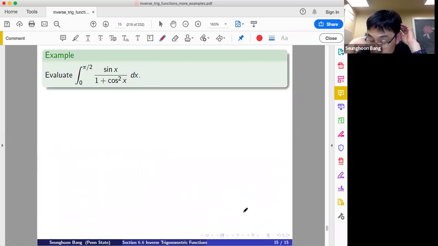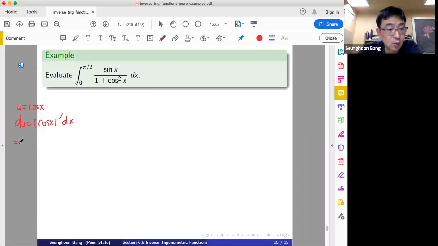U substitution. Can we set cosine x equal to u? Yeah, this is the idea. You're right. u equals cosine of x. Then du equals cosine x prime dx, so we have du equals negative sine x dx. So like this.